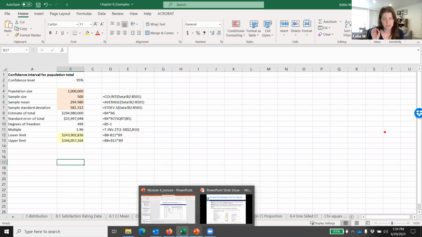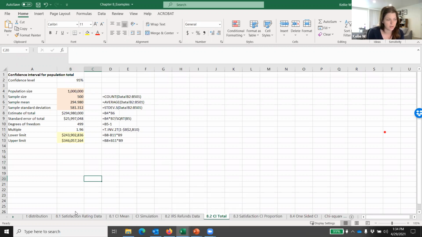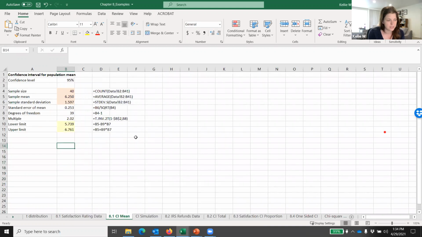So that's how we would calculate confidence intervals when we're looking at the total, versus in this case when we were calculating the confidence interval for the mean itself. Okay.